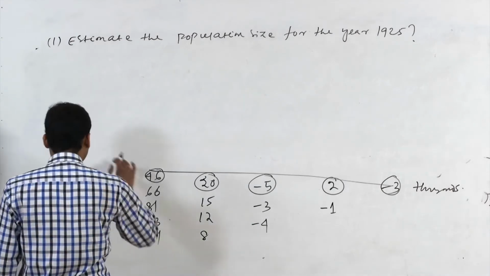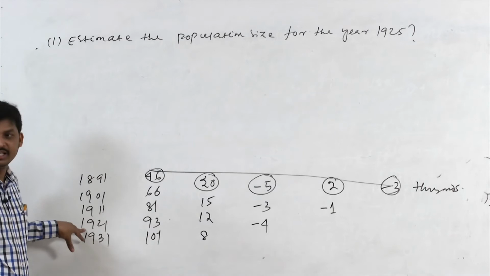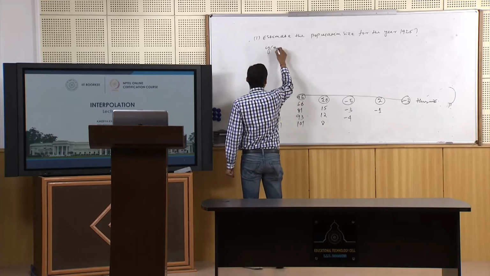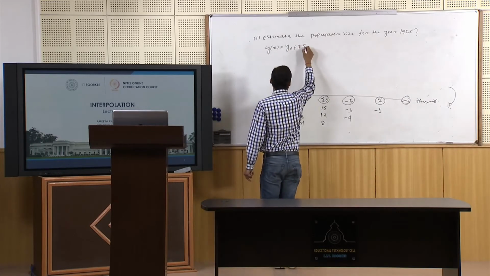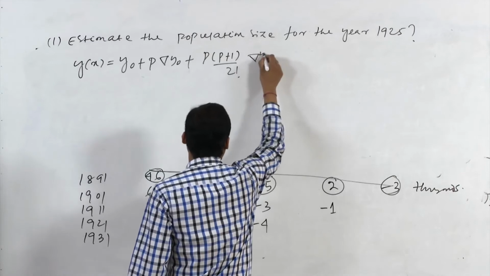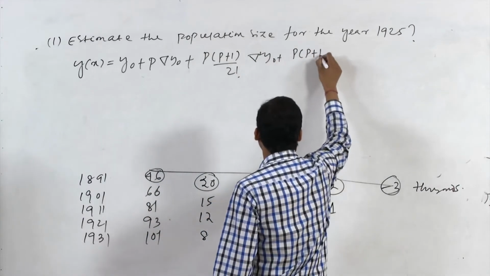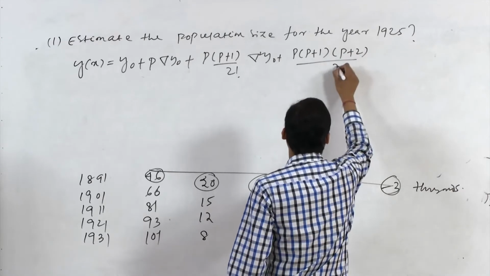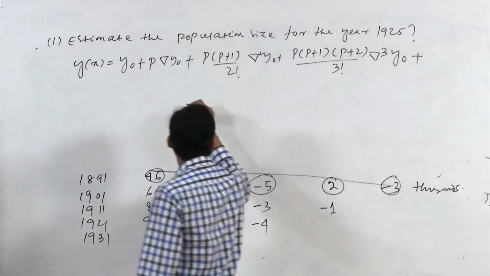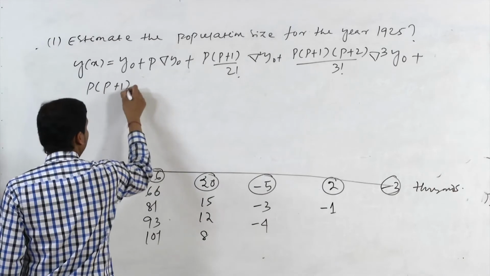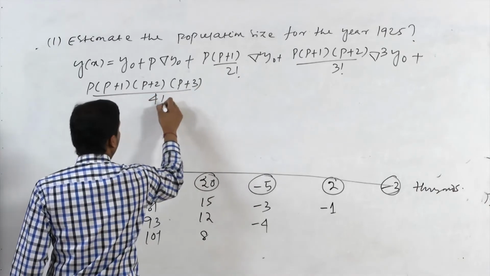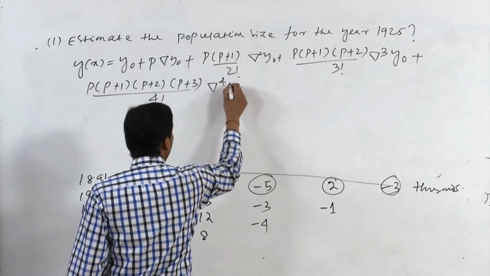Using these tabular values, we can write the backward difference formula as y of x equals y0 plus p nabla y0, plus p into (p plus 1) by 2 factorial nabla square y0, plus p into (p plus 1) into (p plus 2) by 3 factorial nabla cube y0, plus p into (p plus 1) into (p plus 2) into (p plus 3) by 4 factorial nabla to the power 4 of y0.